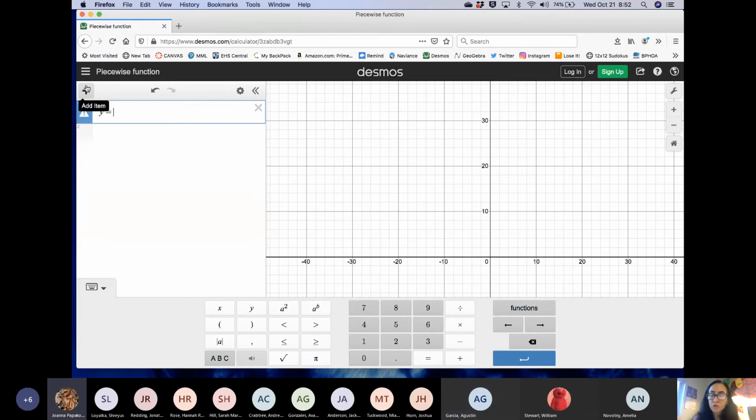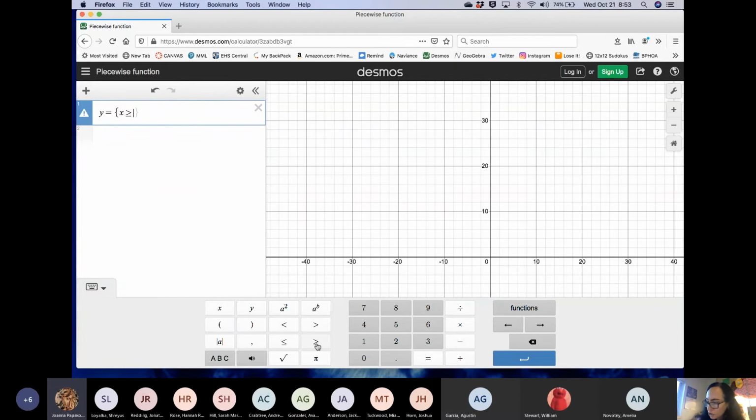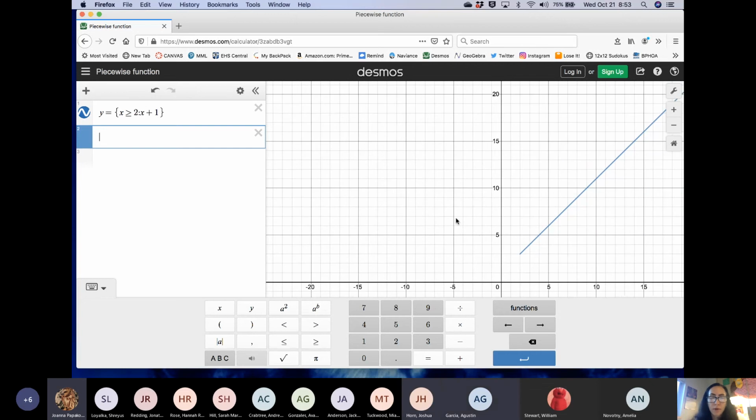So how am I going to use Desmos? Well, I have to write separate equations for each part. So I'm going to have y equals the open brace, and I have to define the interval for which this part of the rule is true. So I'm going to say x greater than or equal to 2, colon, x plus 1. That's that piece. So we graph this by hand, okay?